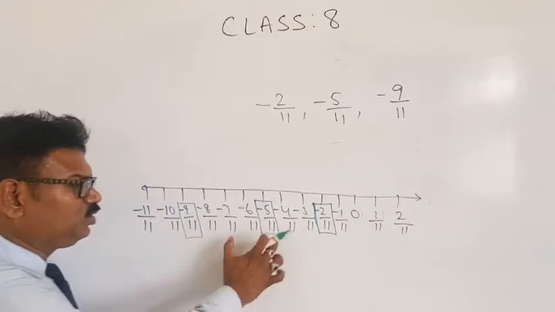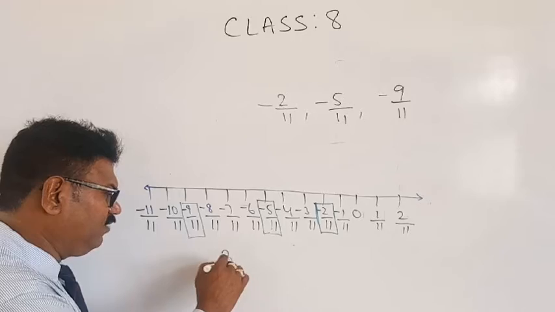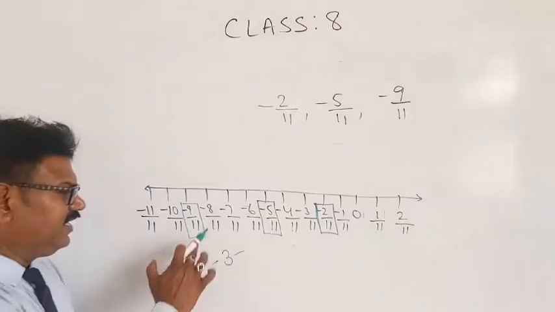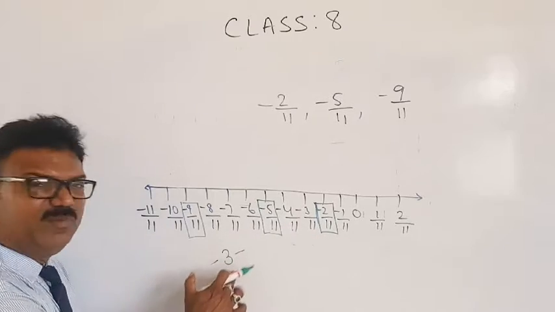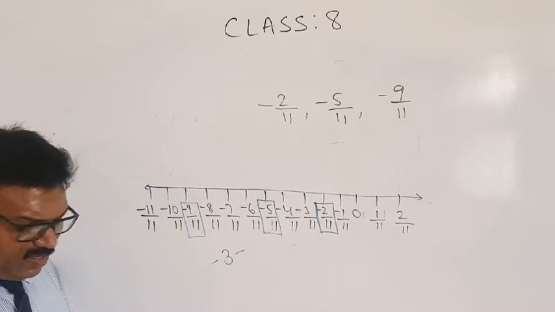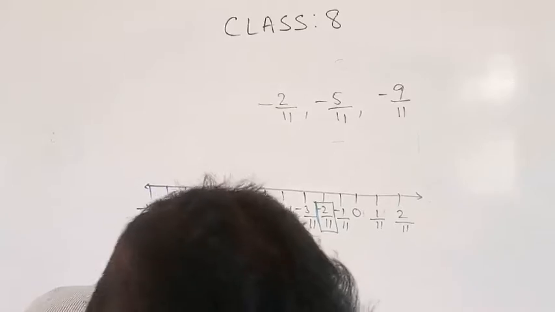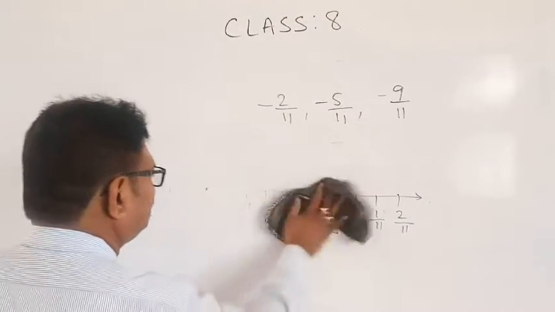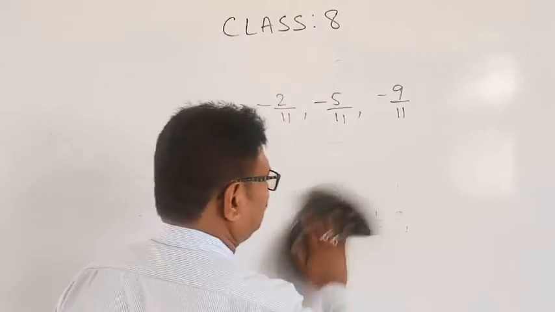So 1, 2, 3 are there. Therefore, it will be a 3 marks question. So we are representing 3, or not? Therefore, a 3 marks question. So it is a very simple question. Clear? And it is very easy to understand also. Yes. Next question.